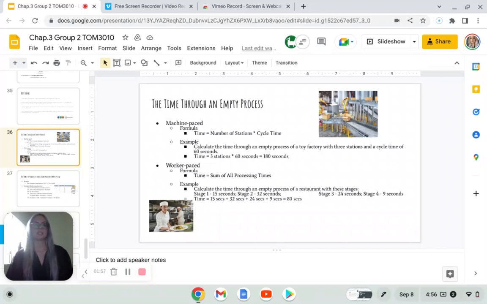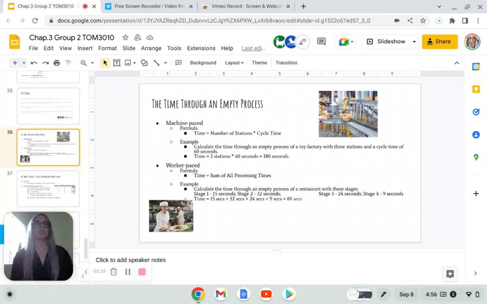So next, let's look at a worker-paced process. The formula to find the time to produce 1 unit in an empty worker-paced system is equal to the sum of all the processing times for each step. So this is pretty simple. This is because each worker works at their own pace, so each stage can have a different processing time.